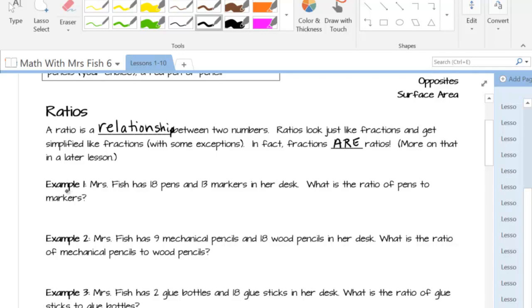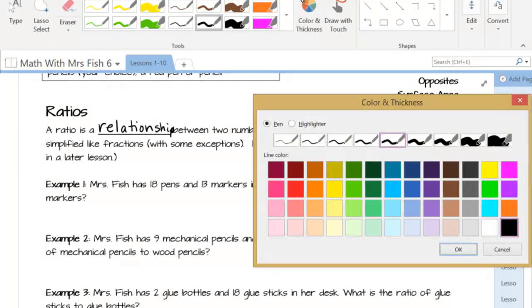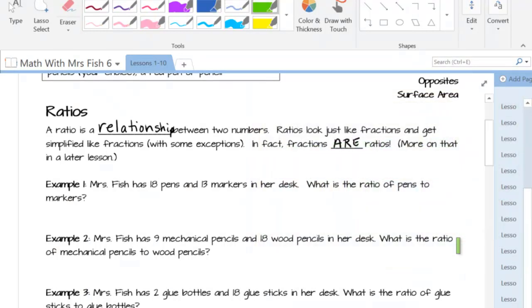Example one, Mrs. Fisher has 18 pens and 13 markers in her desk. What is the ratio of pens to markers? Hugely important: the order matters. In fact, we're going to write that. The order matters, and it matters a lot.